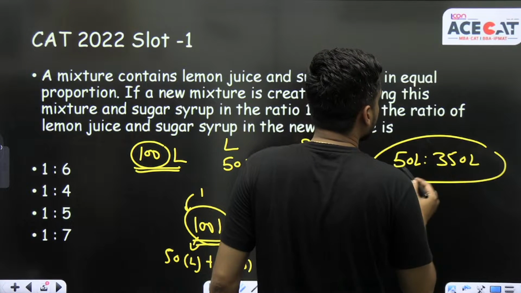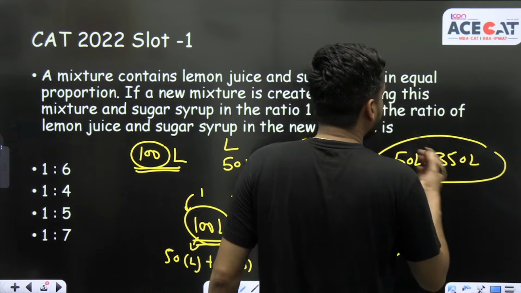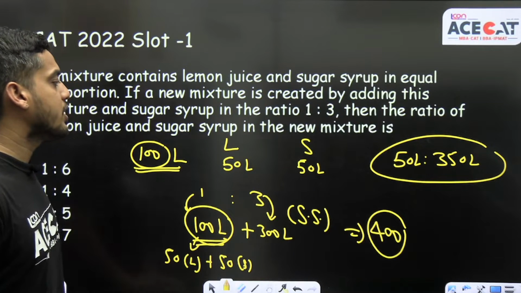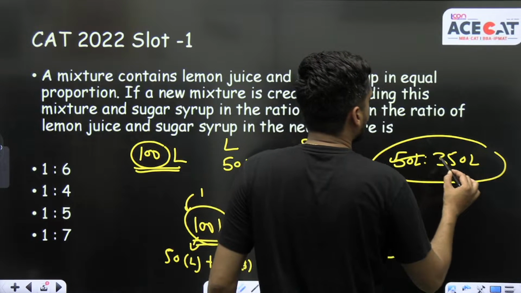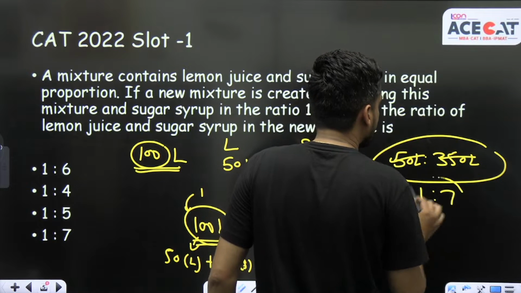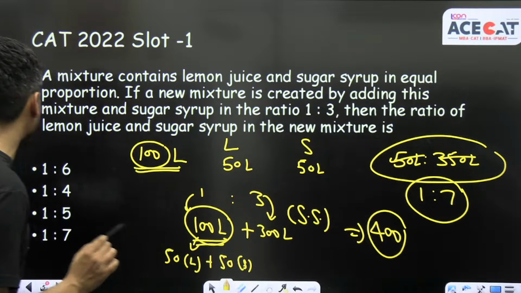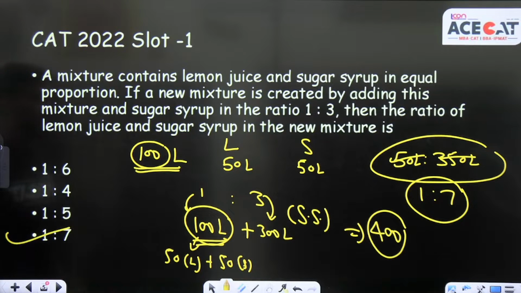What is the ratio of the final quantity of lemon and sugar syrup? We can observe here that it is 1:7 only. How easy it was! It was the easiest question from this slot. I hope you have all understood this.